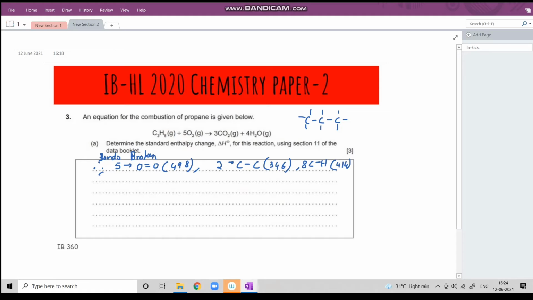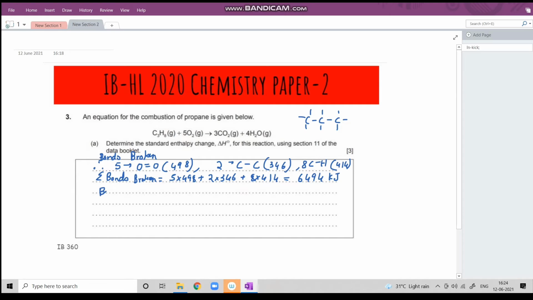The summation of energy of all bonds broken would be 5 times 498 plus 2 times 346 plus 8 times 414. Upon adding them, what we get is 6494 kilojoules. The unit would be kilojoule.